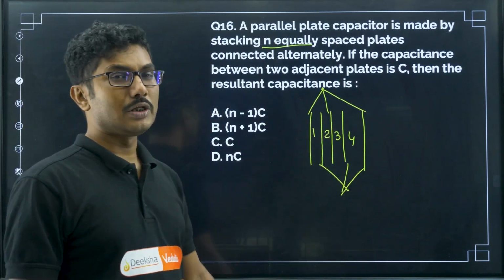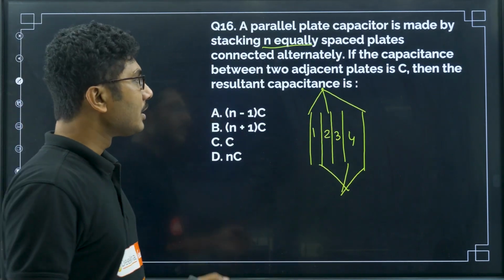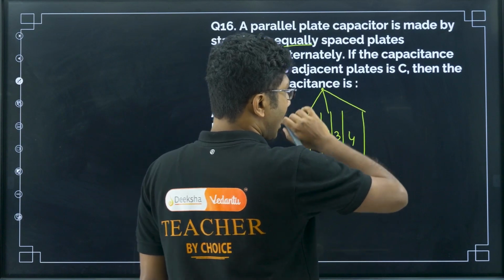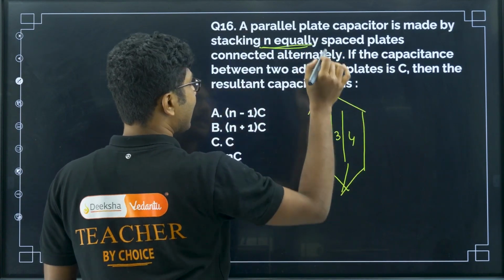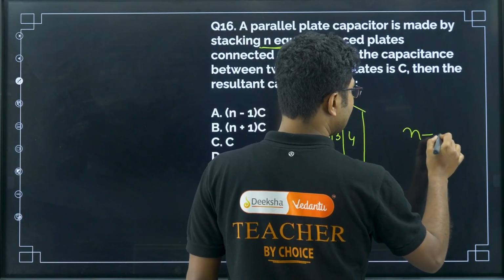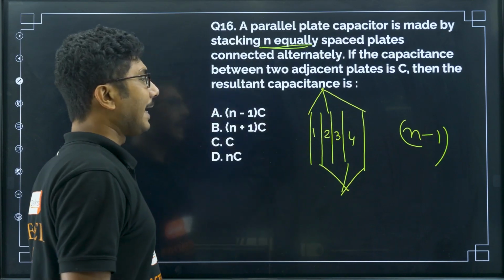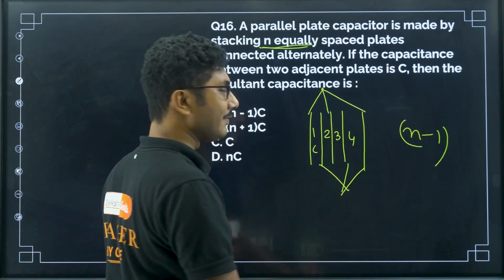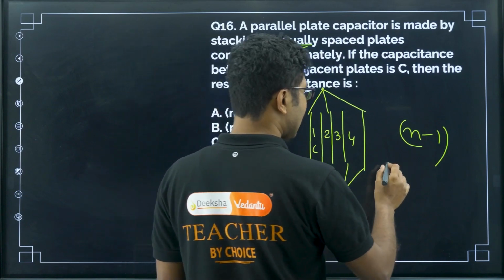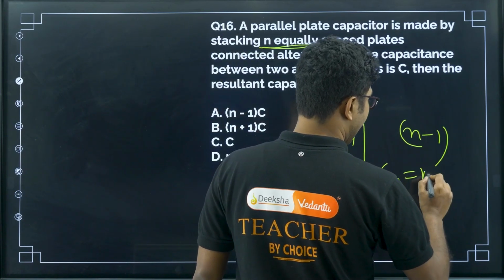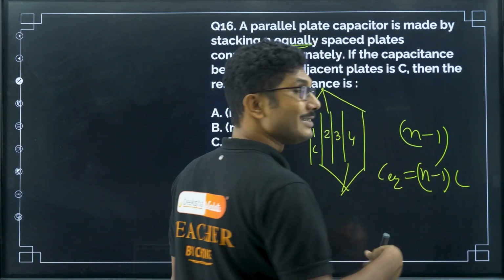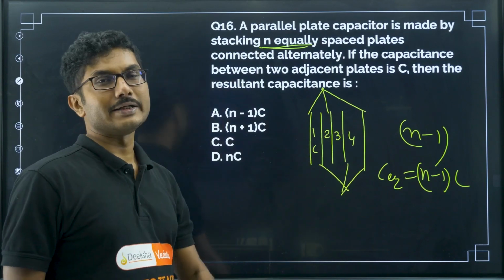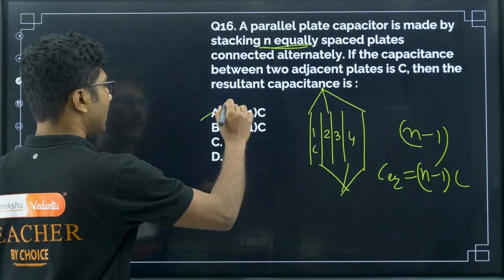If there are 6 plates, we will be completing 5 capacitors. That means, for N plates, the number of capacitors will be N minus 1, each of the same capacitance C, right? So the equivalent capacitance will be N minus 1 times C. Here instead of N, it is N minus 1. So N minus 1 times C.